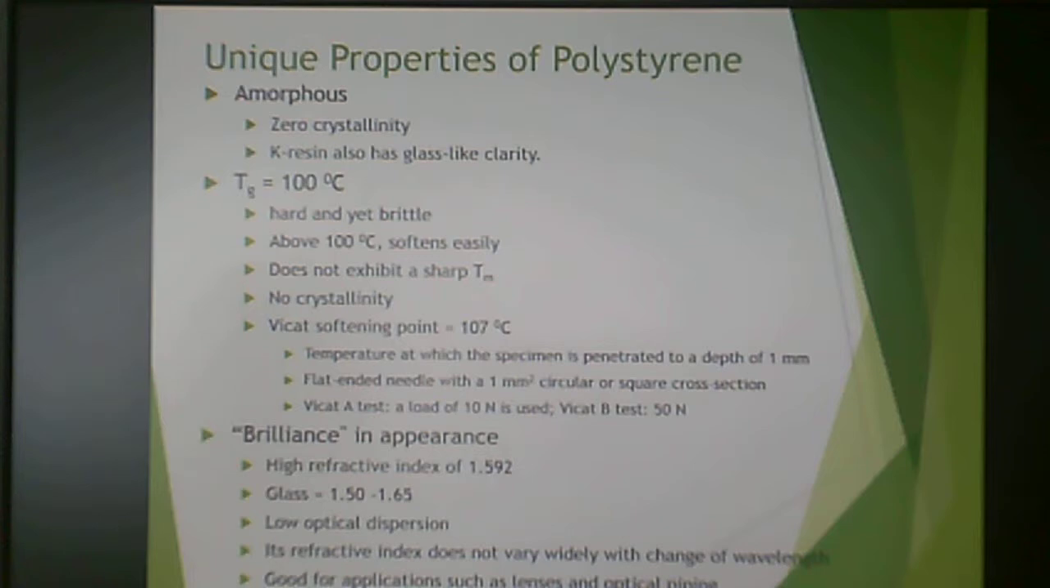The reason that polystyrene is used is because it has brilliance in appearance, a high refractive index. And how it compares to glass is polystyrene has a refractive index of 1.59, glass has a refractive index of 1.5 to 1.65. So light goes through it much like it does glass. And in other words, low optical dispersion. You don't get a lot of scatter. It's nice and clear. Its refractive index also doesn't vary widely by change of wavelength, and that makes it really good for applications like lenses or optical piping.